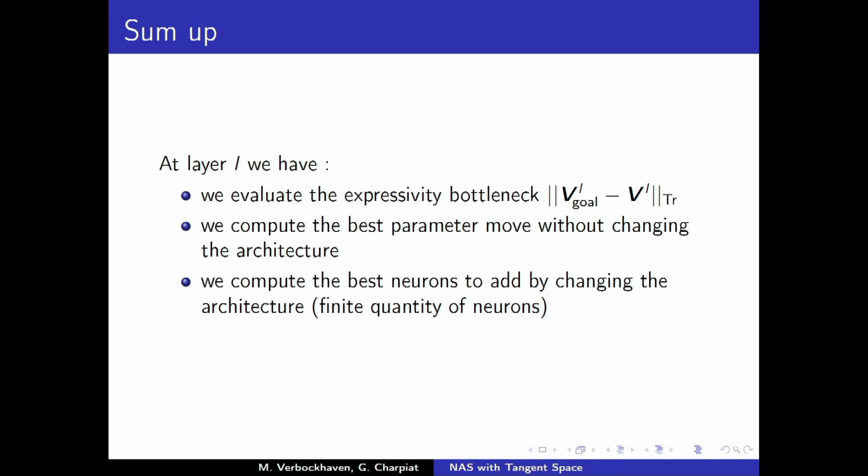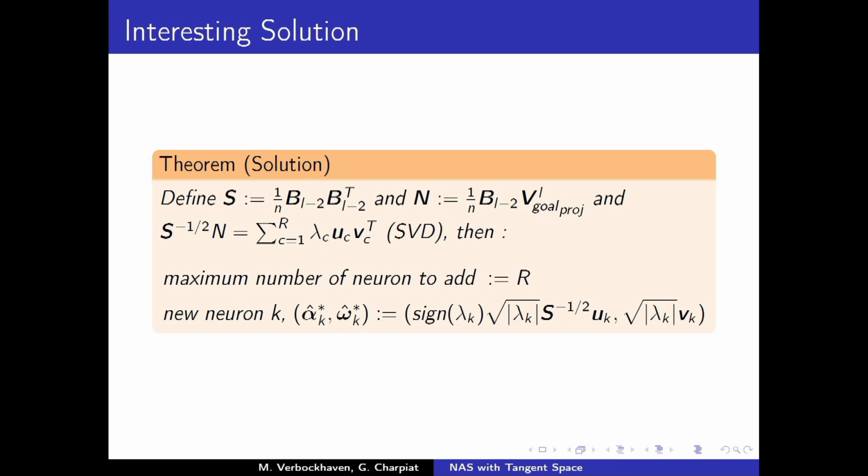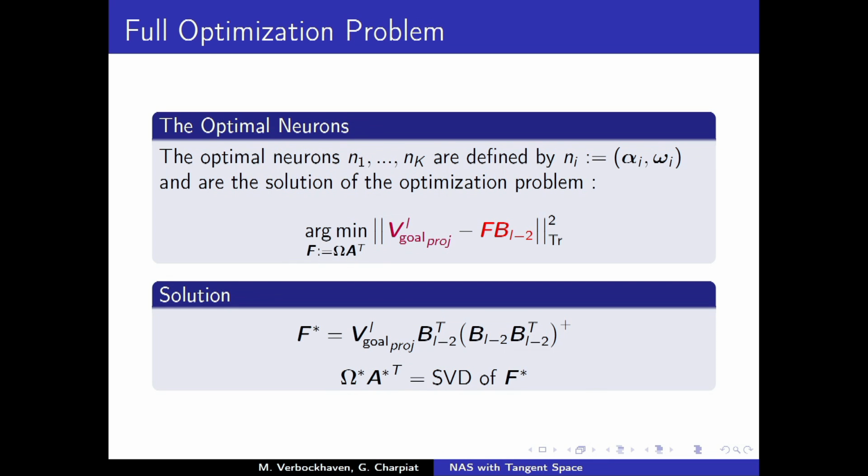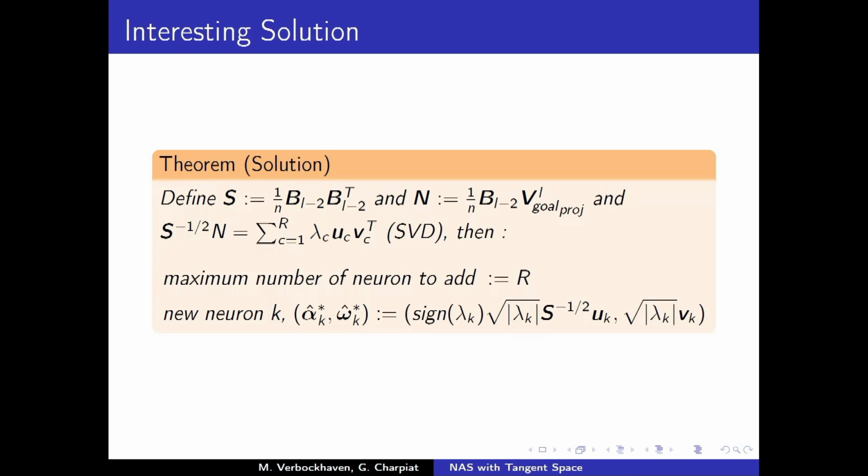So, just a little recap. What we try to do is reduce the expressivity bottleneck at each layer. We first need to compute the best parameter move, and then we need to compute the best neuron to add. And knowing that the graph can grow exponentially, because the maximal number of neurons you can add is linked to the rank of this matrix, it grows exponentially if you decide to add all neurons every time.